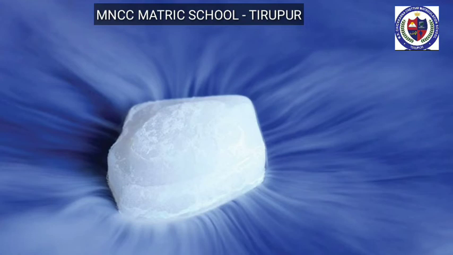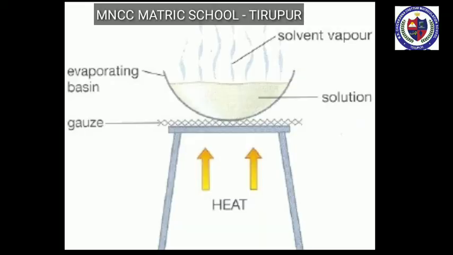Sublimation. There are certain solid substances like camphor and naphthalene that get converted into gas directly upon heating without becoming liquid. This process in which a solid is converted directly into gas is called sublimation.